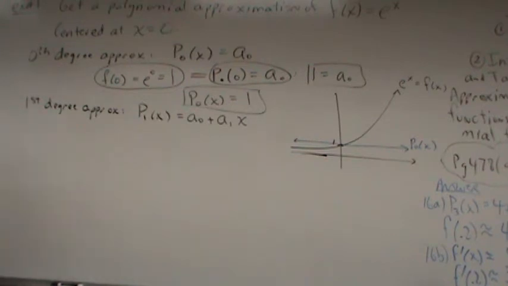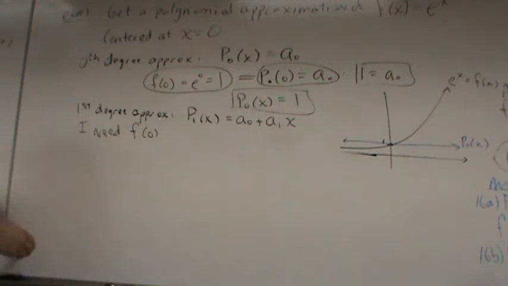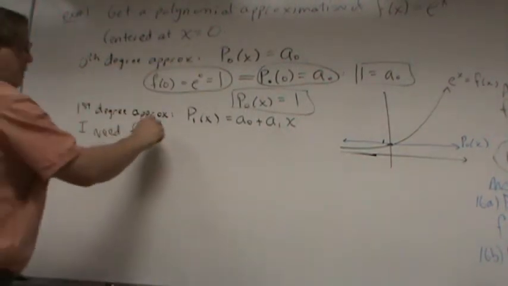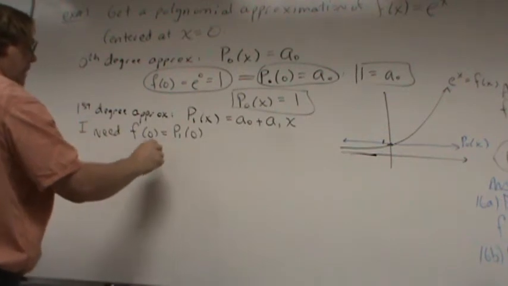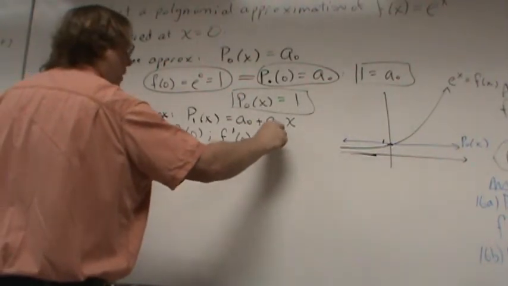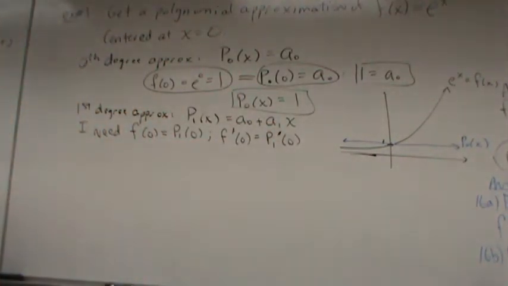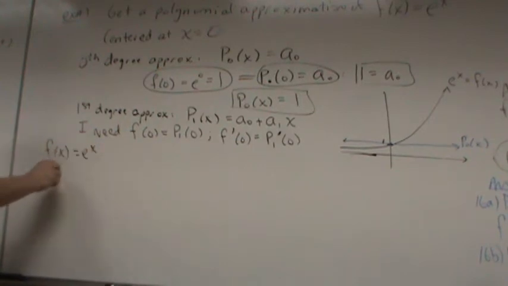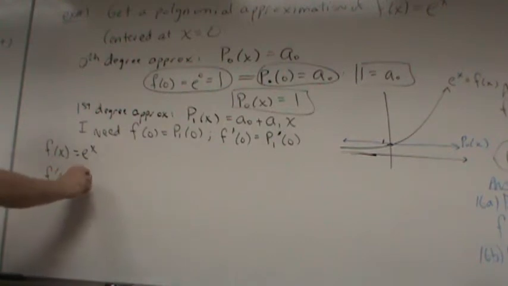So here's my 1st degree approximation. Since I've got a 1st degree approximation, I need f of 0, which I'm calling f of 0 because I'm centered at 0, to equal p1 of 0, and I need f prime of 0 to equal p1 prime of 0. That is, I need my function's functional value and 1st derivative to be identical to that of my approximating polynomial. So let's find what those are. F of x equals e to the x. F prime of x equals e to the x.